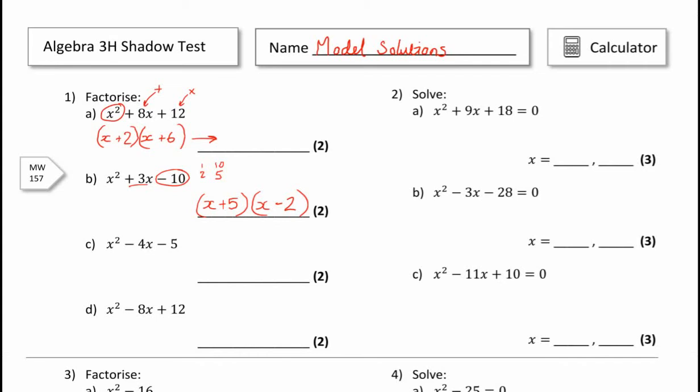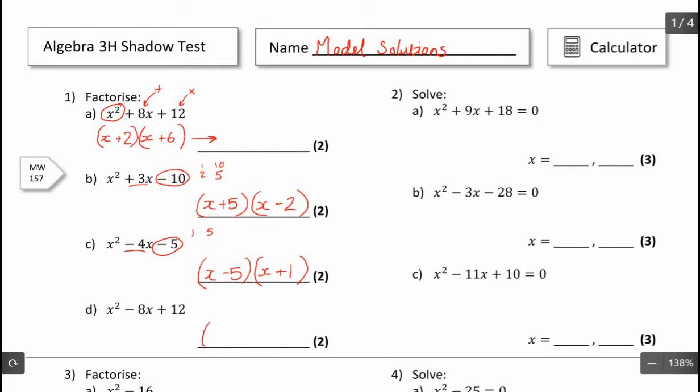Okay. Part C, x and x at the start of each bracket. Numbers that multiply together to make 5. There's only one option, 1 and 5. Now how do I make negative 4 using 1 and 5? I start with negative 5 and I add 1.